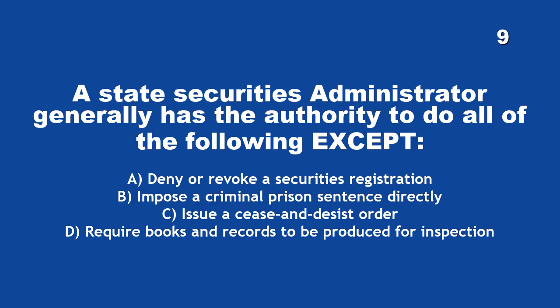A state securities administrator generally has the authority to do all of the following except, Option A, deny or revoke a securities registration. Option B, impose a criminal prison sentence directly. Option C, issue a cease and desist order. Option D, require books and records to be produced for inspection. The correct answer is B, impose a criminal prison sentence directly.